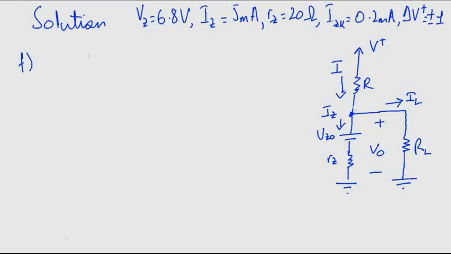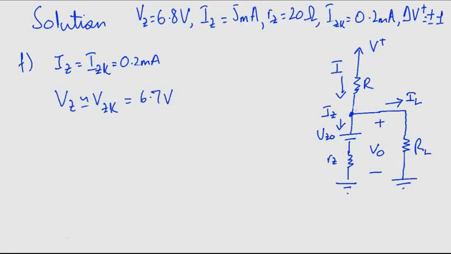Now for part F, for the Zener to be at the edge of the breakdown region, IZ needs to equal IZK. This gives IZ equals 0.2 milliampere, and VZ also needs to be equal to VZK, which gives VZ equals 6.7 volts. Now how did we get this value?